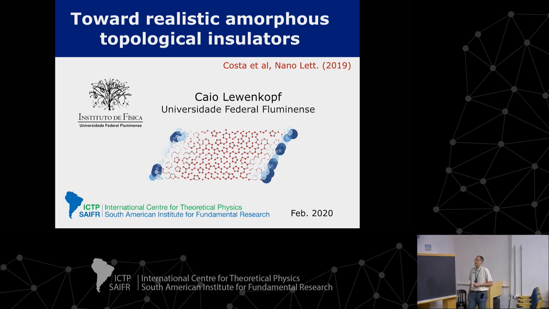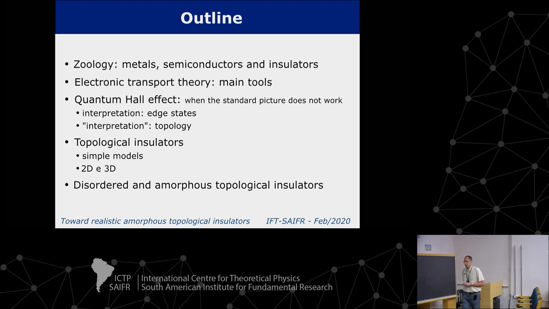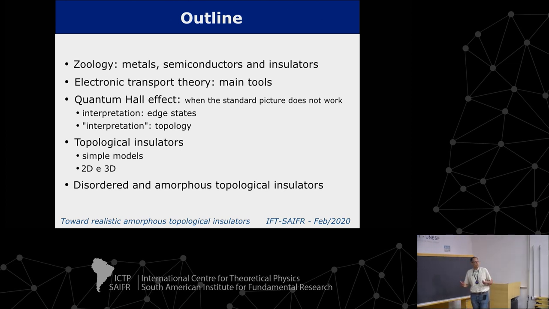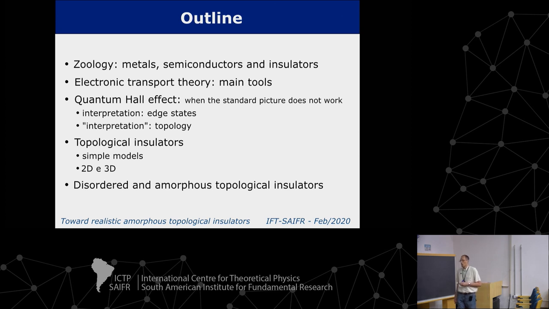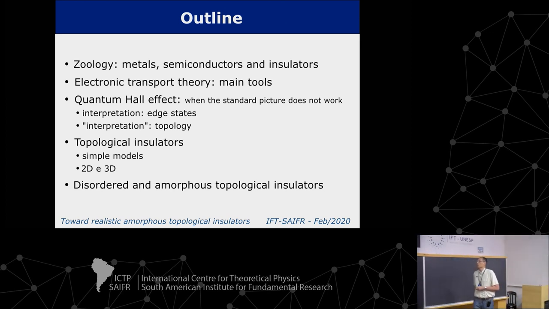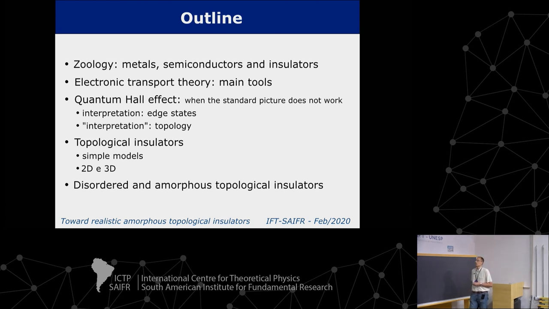Okay, good. So the outline is, I'll begin with real basic stuff. I'll present a zoology of metals, semiconductors, insulators, and then a very fast overview of the main tools that we theorists use to compute electronic transport properties of different materials. And then I begin the real stuff with a reminder on the quantum Hall effect, which is more than 30 years old, but its seeds, and actually the main ideas that were developed there, helped us to build on this new physics I'm going to discuss today. And then I move to topological insulators, discuss some simple models and my own work.